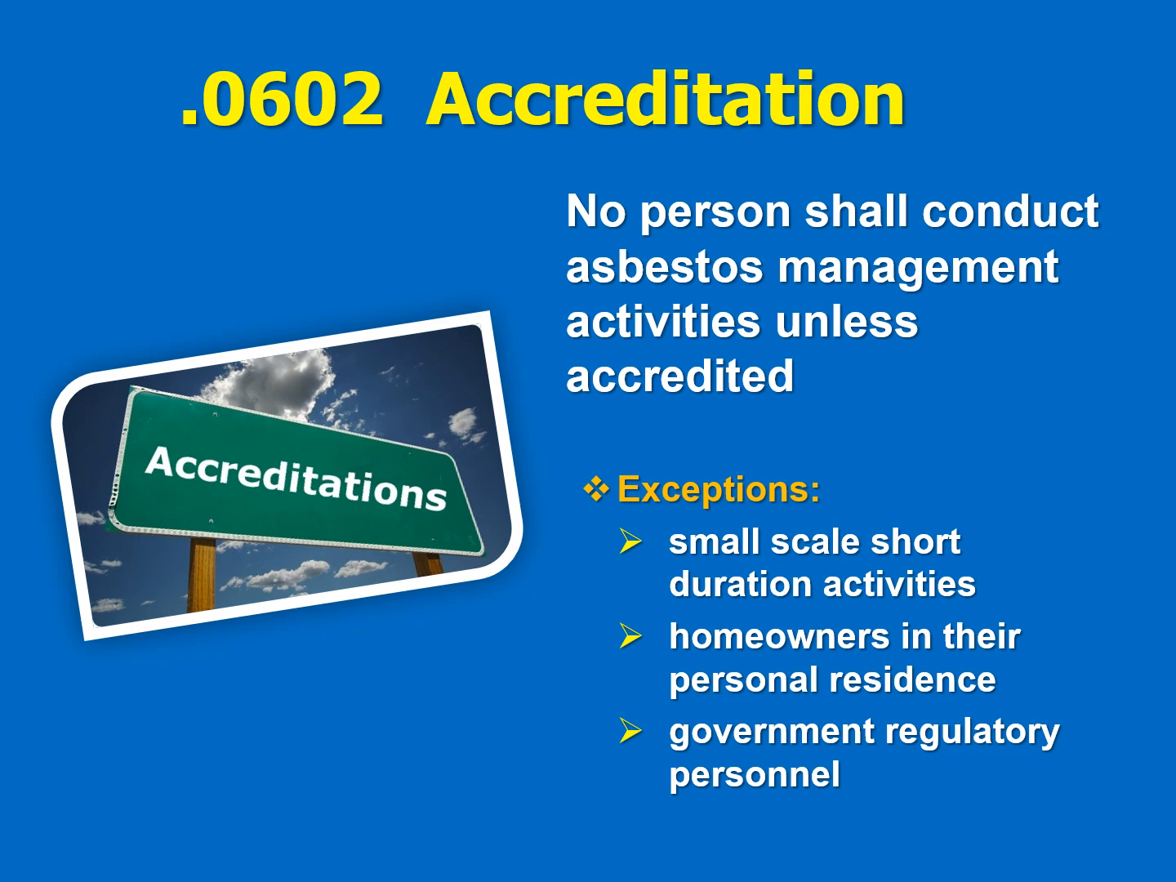.0602, accreditation, which states no person shall conduct asbestos management activities unless accredited. There are exceptions though. If you're dealing with any type of small scale, short duration activities, or if you're a homeowner that's doing work in your own personal residence or removal of asbestos, they are exempt, as well as government regulatory personnel.